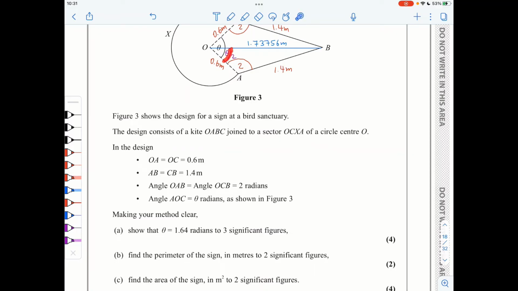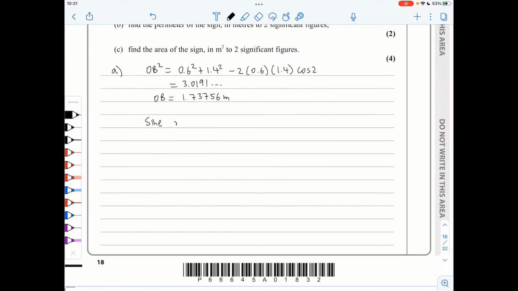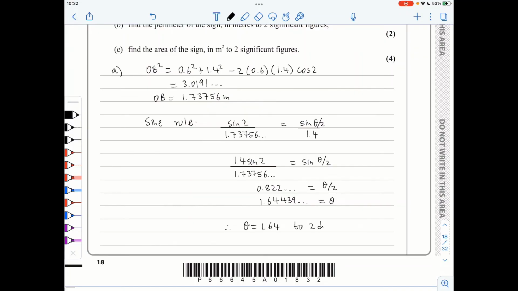And I can work again now with the sine rule. The angle here is theta over 2. So with the sine rule, I could say that sine of 2 over 1.73756 dot dot dot is equal to sine theta over 2 over 1.4. I'm using full accuracy, that's why I'm putting the 3 dots here. I don't want to be penalized for premature rounding errors. So this is theta over 2 actually, not theta. And therefore 1.4 sine 2 over 1.73756 dot dot dot is sine of theta over 2. If I do shift sine, I get 0.822 is theta over 2, and therefore if I multiply by 2, I get 1.64439 dot dot dot is theta, and therefore theta is 1.64 to 3 significant figures as required.